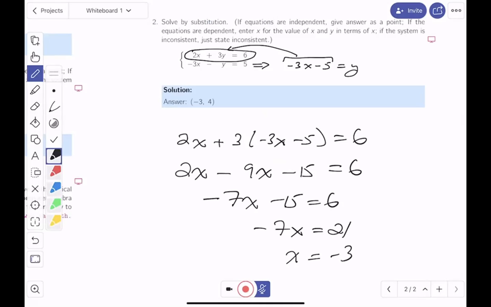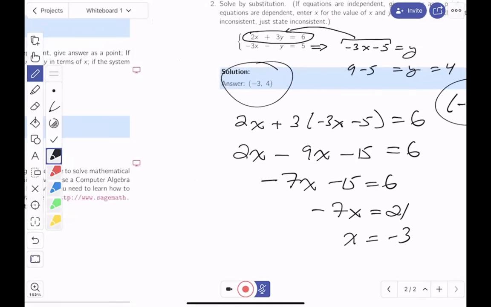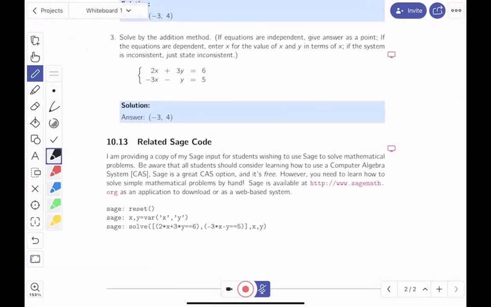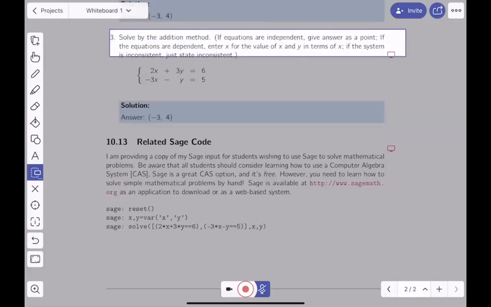Now, that's certainly what x is. What's y? Well, it's right up here. And what's y going to be? Well, it's going to be -3 times x, which is 9, minus 5, which is 4. So we have our point of intersection. x is -3 and y is 4. All right, that's by substitution. Let's go to the next one. And what's the next one going to be? Solve by the addition method. All right, let's put a box in this one over here.